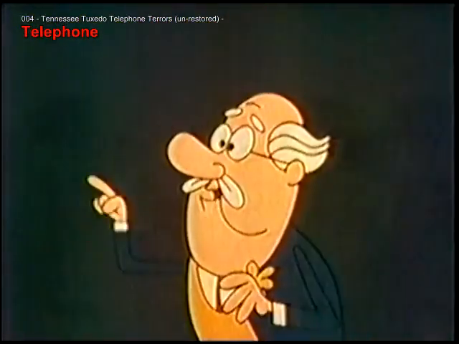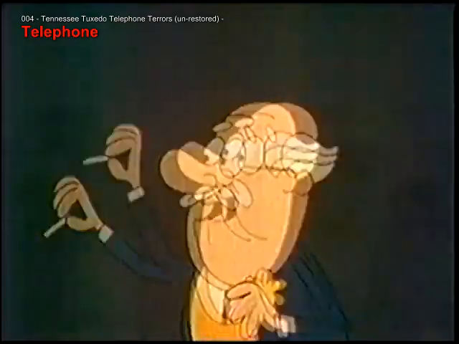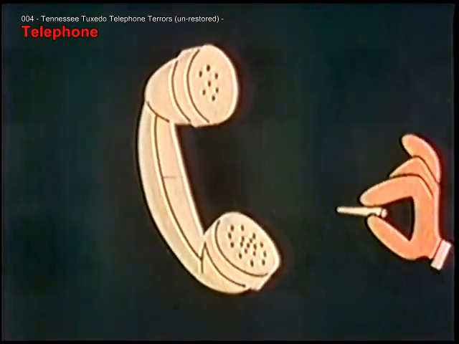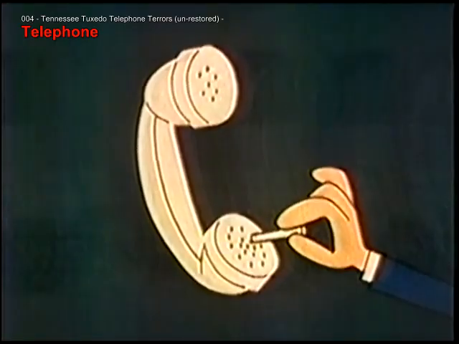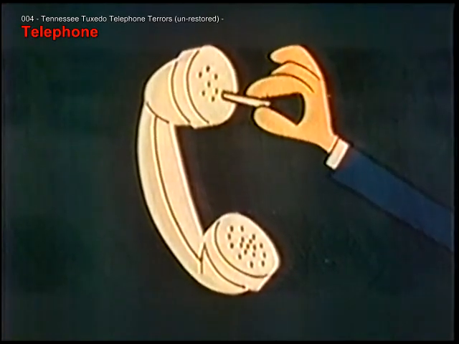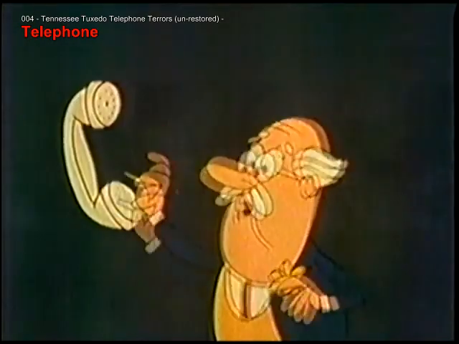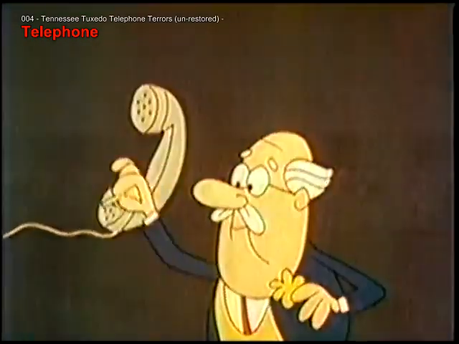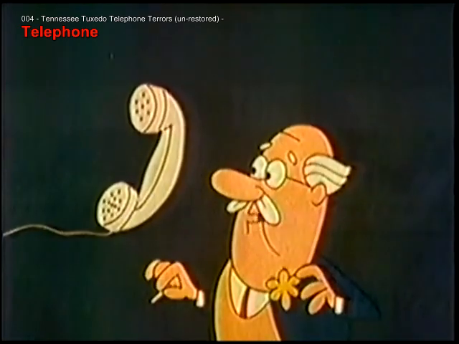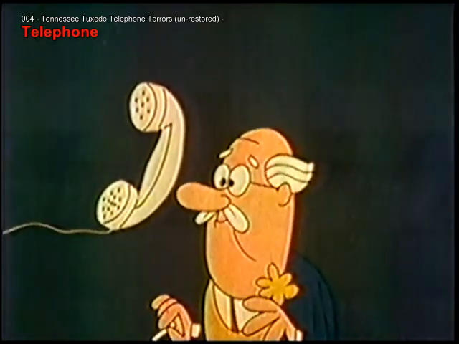Now, let's see. Oh, yes, the telephone. Every phone has two parts: the speaking part, called the transmitter, and the listening part, called the receiver. These are connected by wires to another phone, and an electrical current from a battery runs through them.